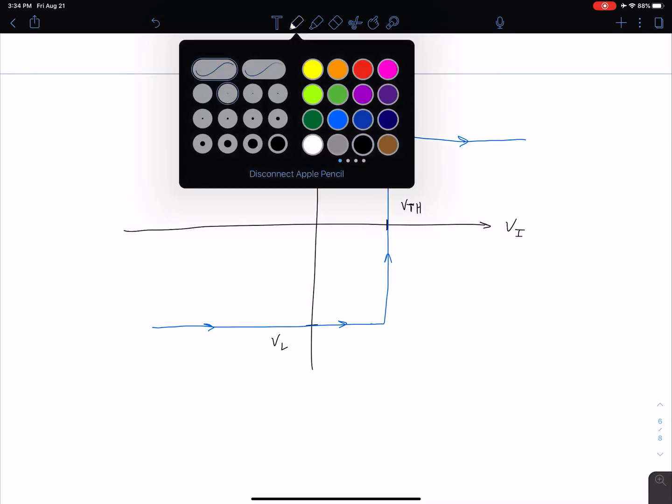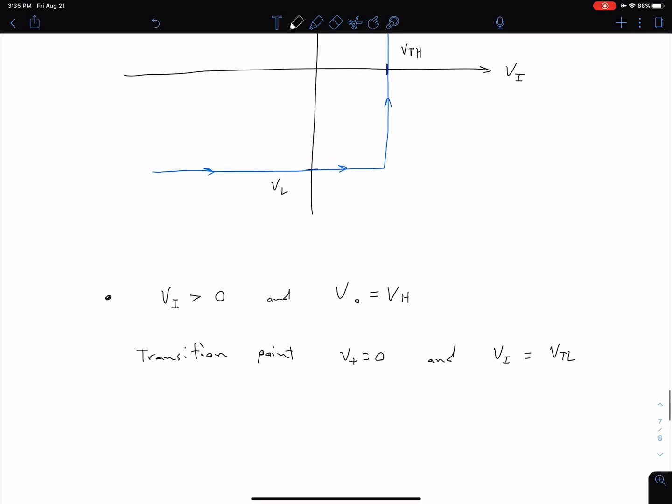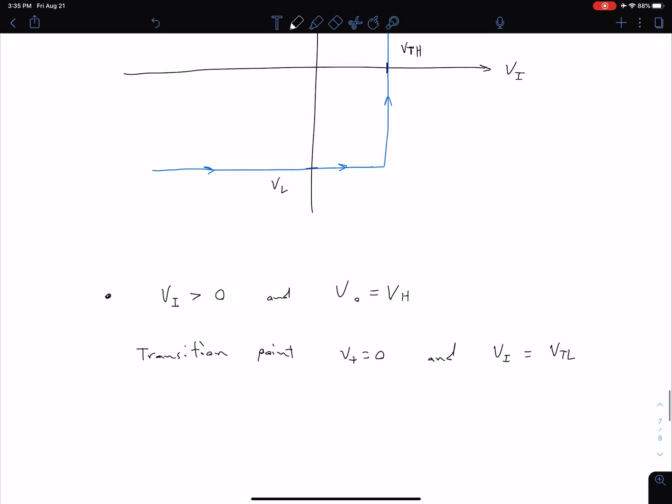Okay, so now let's consider our other case. So we can consider what happens when we have VI greater than 0 and our V out is equal to VH. So again, our transition point is still going to be at V plus equals 0 because our inverting terminal is grounded. So transition point V plus equals 0. And we're going to call that transition point of our input VTL. Okay, just like we had defined previously for our other configuration.